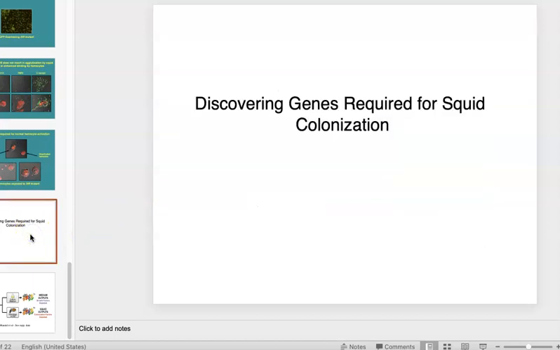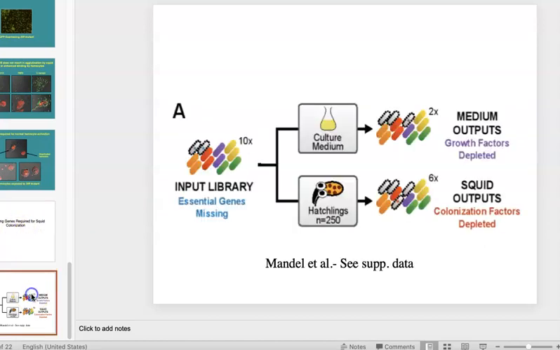And here's another example of that, how we discover genes required for squid colonization. This is the Mandel paper, and I've supplied this to you so you can read through it if you're interested. But in this particular case, what we do is we make a whole bunch of random mutants, and in that pool of mutants, they're all labeled, and that's why these are different colored. So each of the mutants is labeled differently, and then we put that into the squid. And then we can do that in culture medium. We can put a population of this pile of mutants into the culture medium and then see what comes out, like who wins in the culture medium.